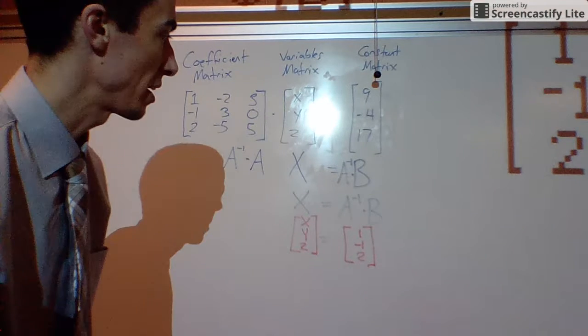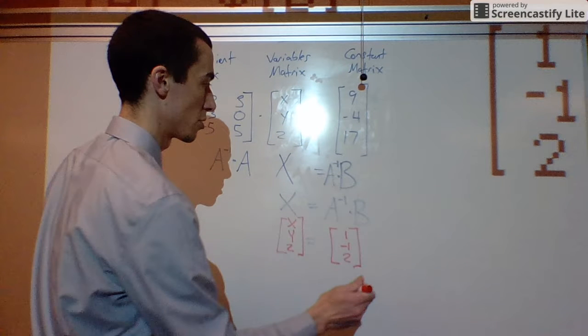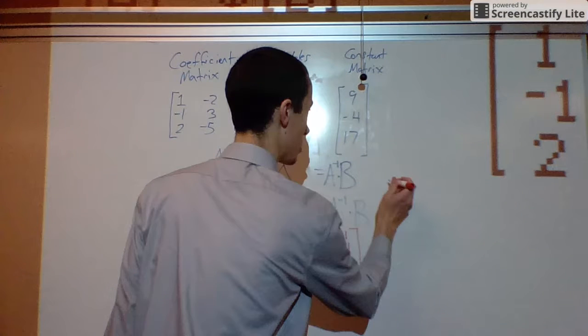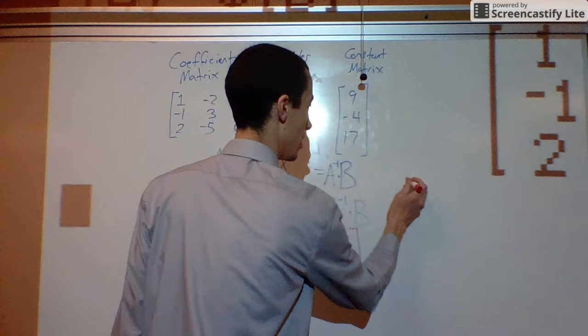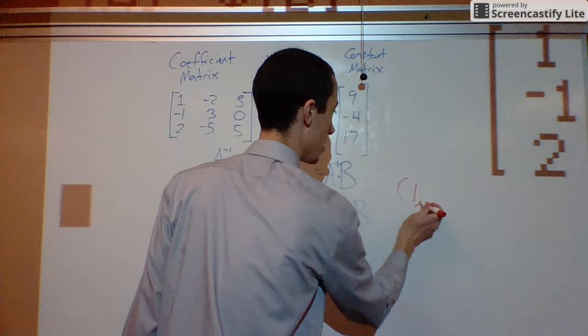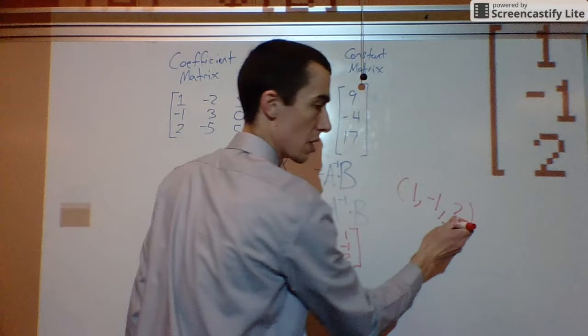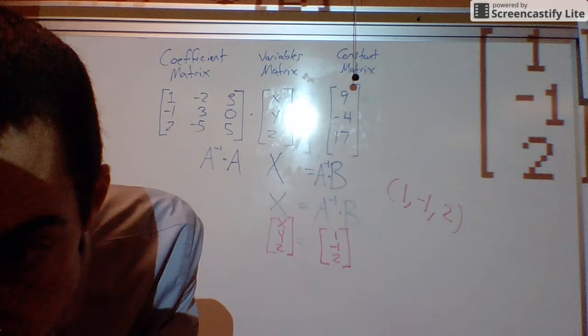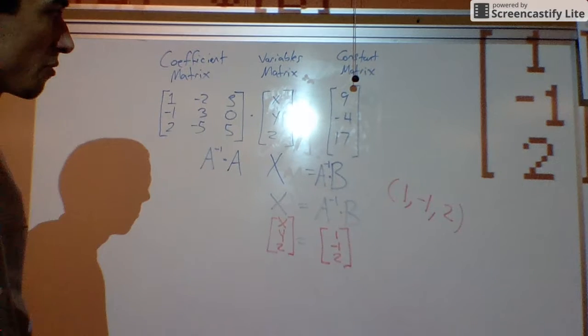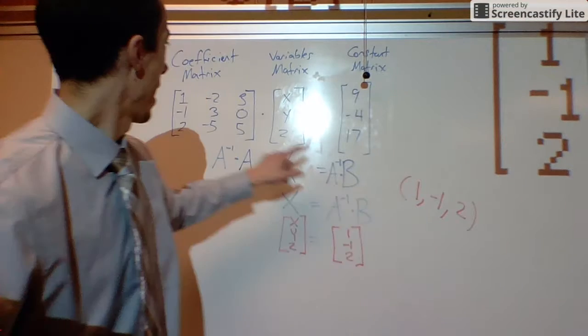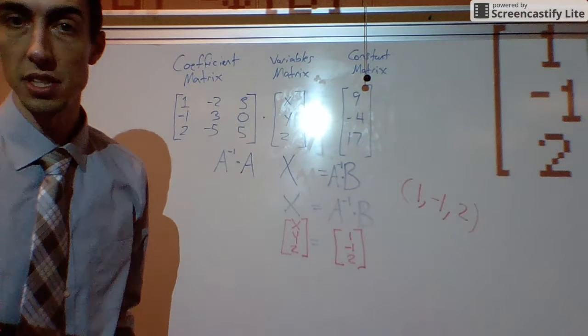So we can say that variables X, Y, and Z equal, respectively, 1, -1, and 2. Now, if we write our answer as an ordered triple, we would see that our solution then is 1, -1, and 2.